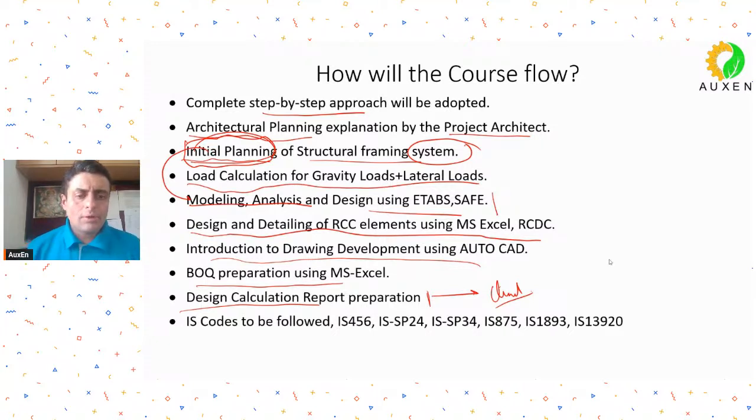Now, what are the codes that we are going to follow during this course? Of course, IS 456, SP 24, which is the explanatory handbook to 456, and SP 34, the special publication for detailing of RCC elements. IS 875 for all load calculations, 1893 for earthquake load calculation, and 13920 for ductile design and detailing of RCC structures. So these are the codes that we are going to follow, and this is going to be the general flow of our course.